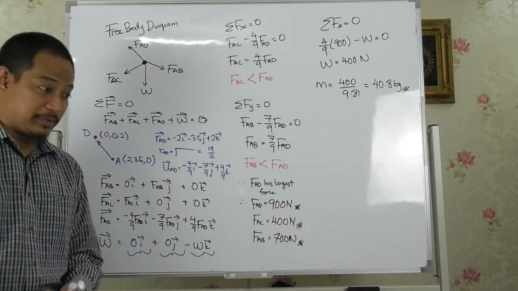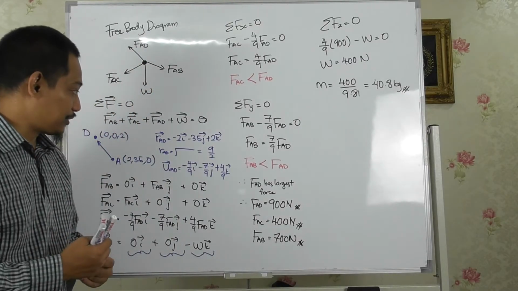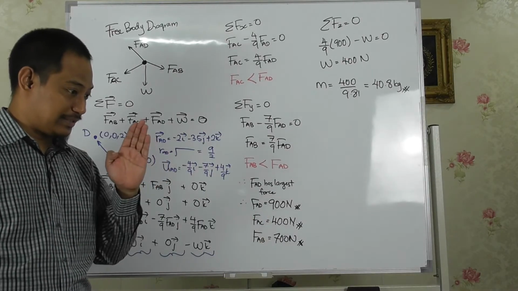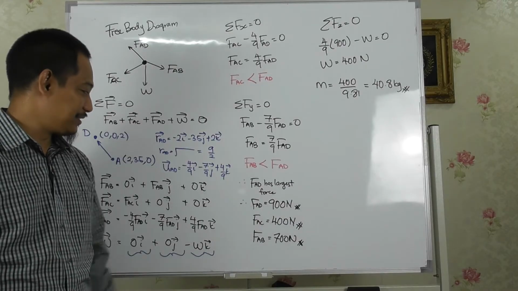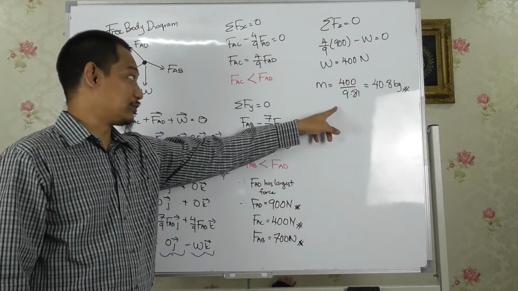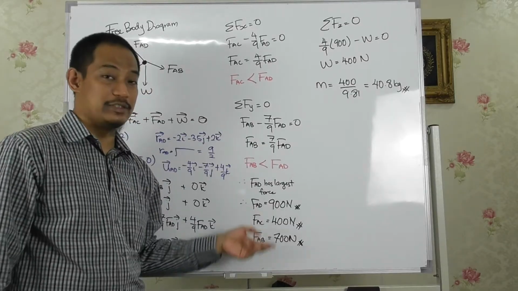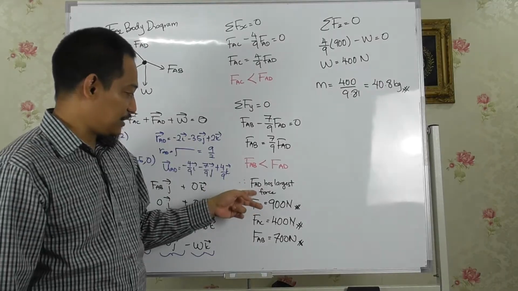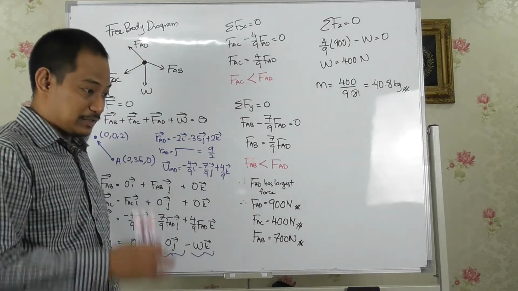So basically that will be part A, where the question says if the maximum tension is 900, what is the maximum mass of the flower pot? So this happened when one of them reached the maximum force, and we have determined that the one that reached it is FAD. Alright, so that is part A.